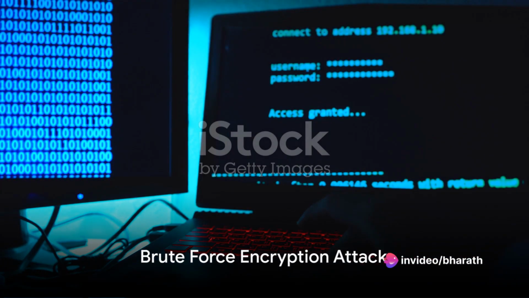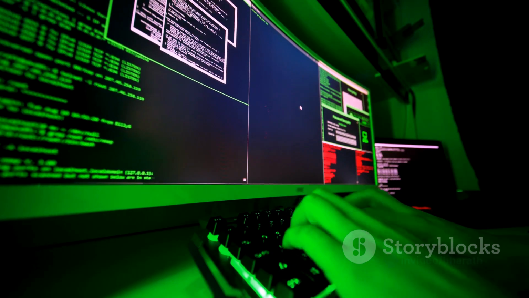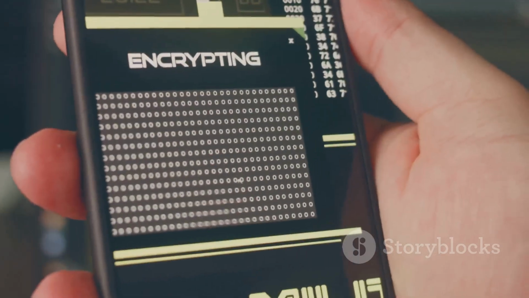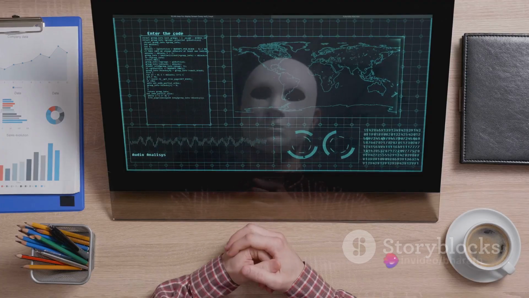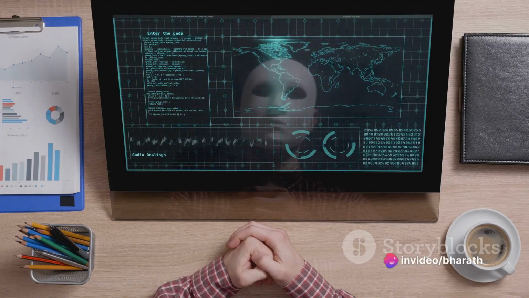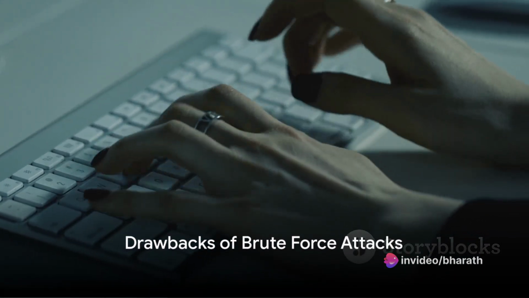The third type is a brute force encryption attack. This involves trying every possible encryption key until the right one is found. This method is often used in the realm of cryptography, where attackers attempt to crack encryption algorithms to access protected information. However, brute force attacks are not without their drawbacks.